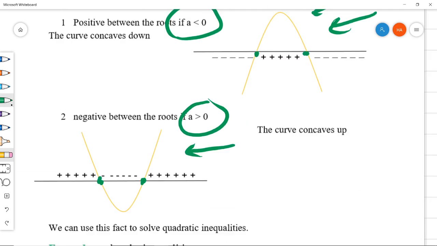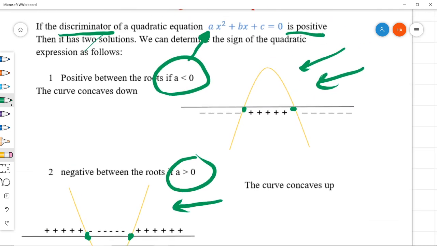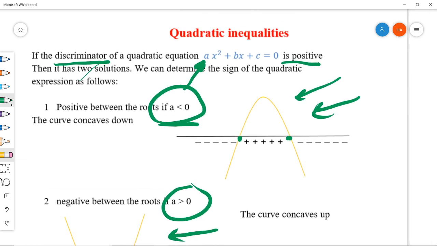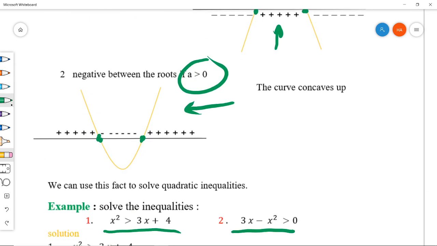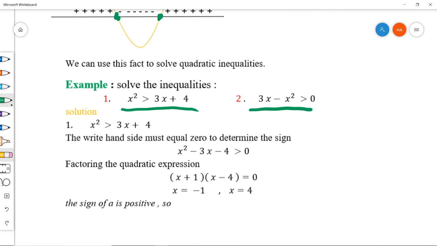إذا في عندنا حالتين فقط. إذا كانت A سالبة negative بيكون between the roots is positive. Between the roots the sign of the quadratic expression is positive. وبيكون على الأطراف سالب. إذا كانت A positive بيكون between the roots is negative، وبيكون الطرفين positive. نشوف هذا مثال كيف نستفيد منه في حل المتباينة.